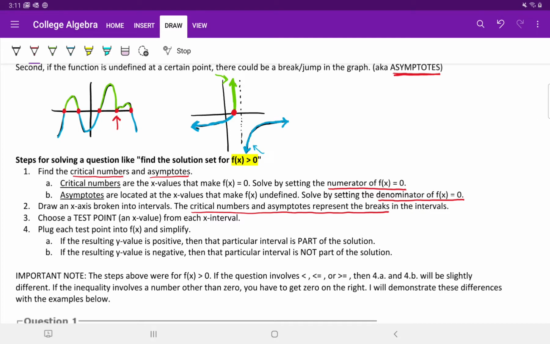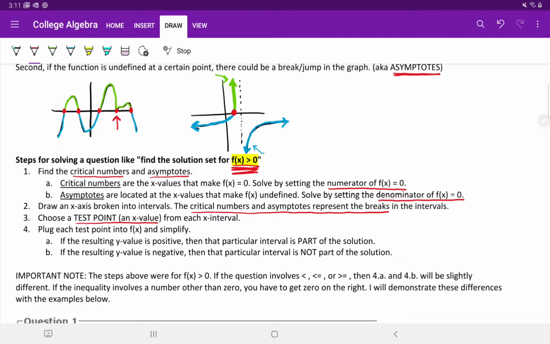Each of those intervals represents a place on the graph that we have to test for above the axis or below the axis. So within that interval, we choose a test point. It's just an x value that's within that interval. We plug our test point into f and simplify it. If we end up with a positive number, that means that it's above 0. So it would be part of the solution if the question we're asking is whether our function is greater than 0. If our resulting value is negative, then we would be below the axis, we would be less than 0, so that would be not part of the solution.